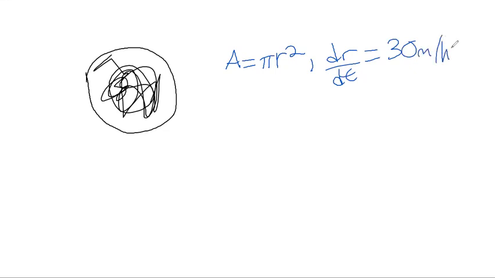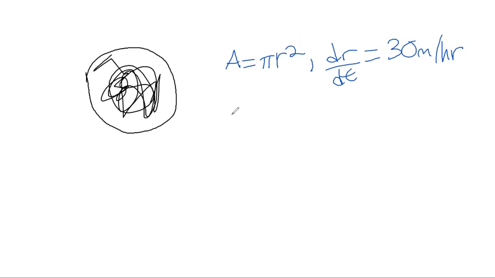So for example, suppose they tell you that there's an oil spill and it's circular. All right, so this is the oil and all that stuff. Since we already know that it's circular, we can already assume we're going to use the formula for the area of a circle. Area of the circle is equal to pi r squared. Now, they're telling us that the radius over time of the oil spill changes at a rate of 30 meters an hour.